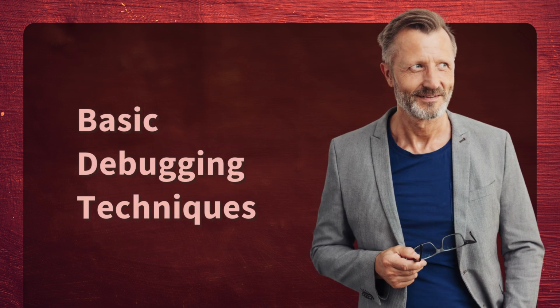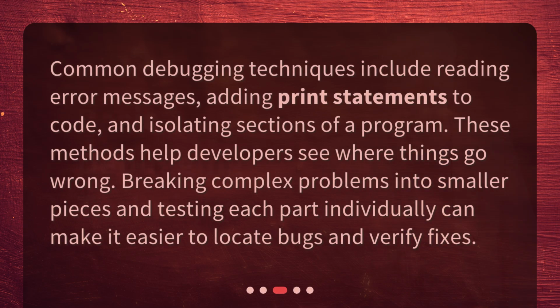Basic debugging techniques. Common debugging techniques include reading error messages, adding print statements to code, and isolating sections of a program. These methods help developers see where things go wrong. Breaking complex problems into smaller pieces and testing each part individually can make it easier to locate bugs and verify fixes.